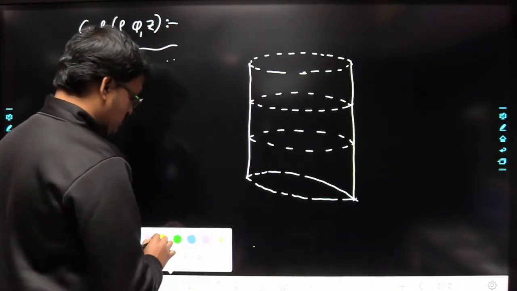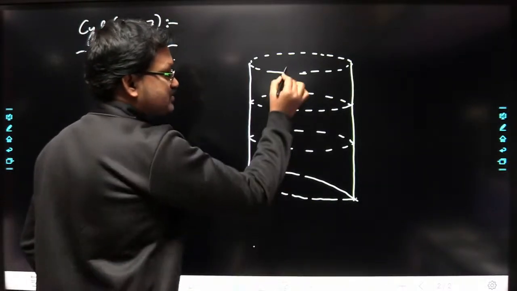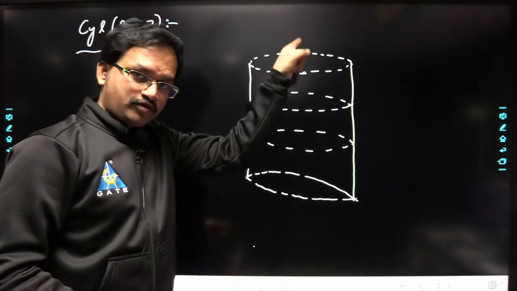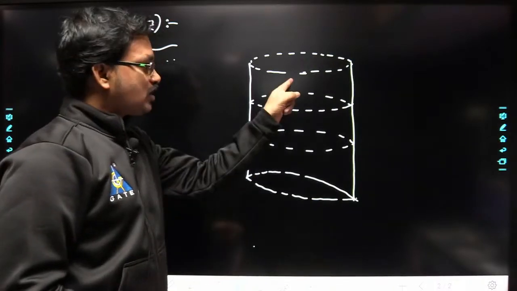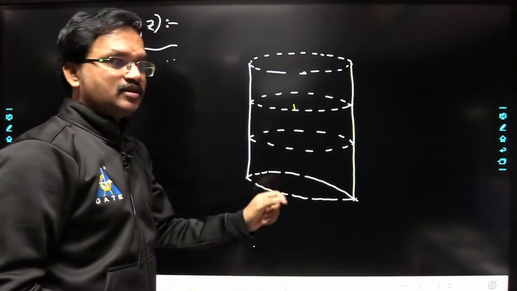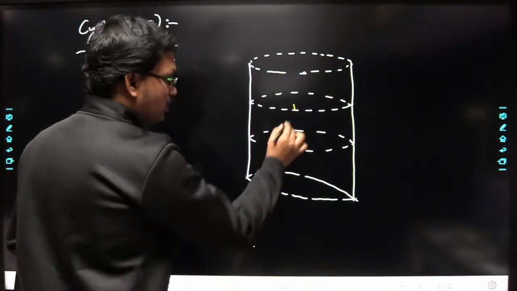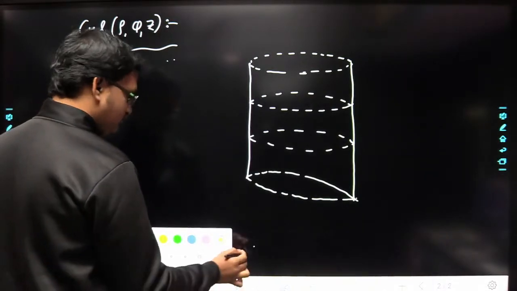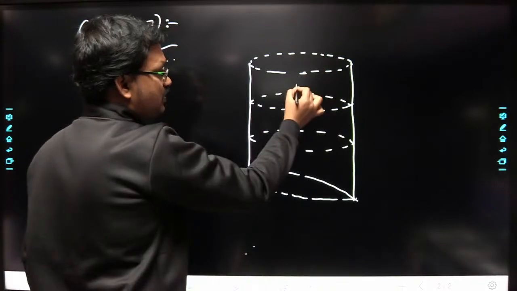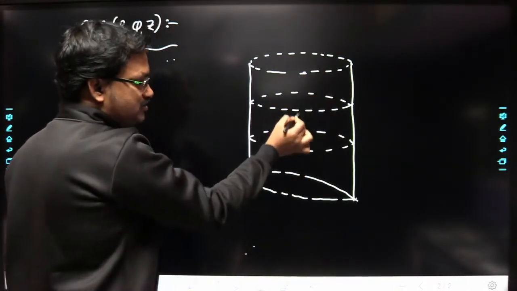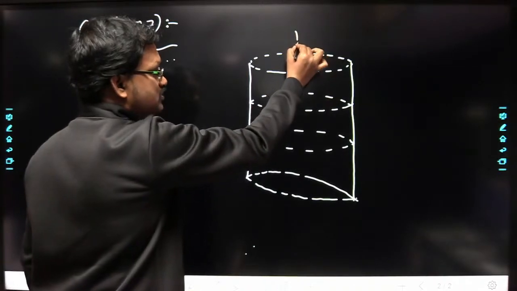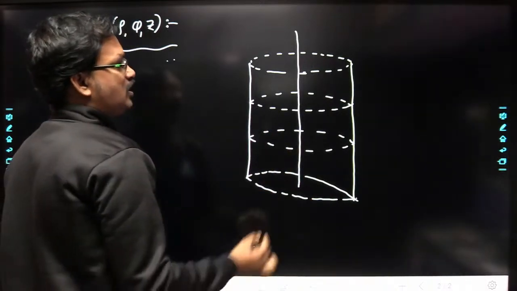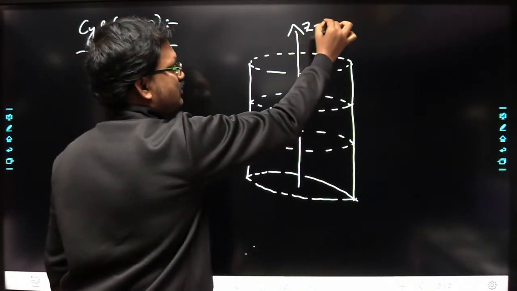Now see here. If you join the centers of all the circular rings, you are going to get a straight line, yes or no? So the locus of centers of all the circular rings is nothing but a straight line. Now I am drawing a line. This line is nothing but I am joining all the centers of the circular rings. So this I am calling the z axis here.